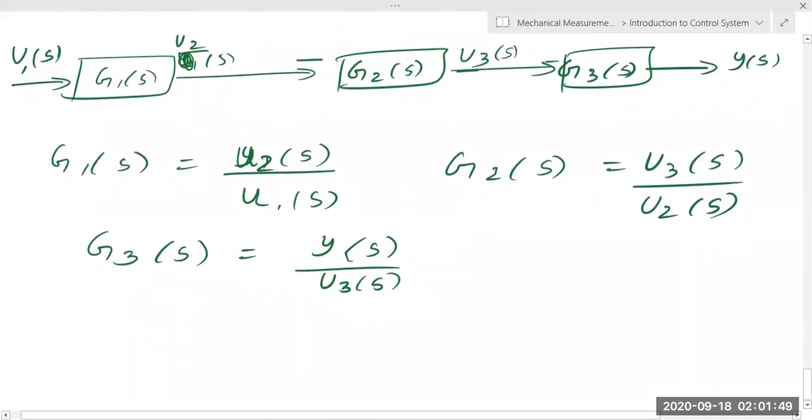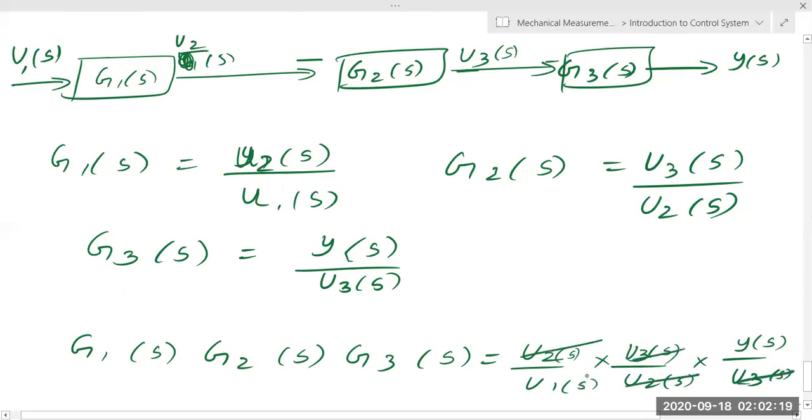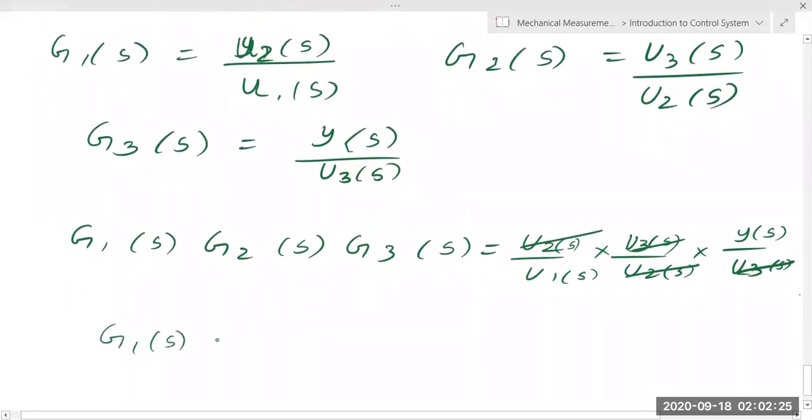Now, I'll tell you to multiply all these three. What I'm going to do: G1 of S into G2 of S into G3 of S. I'm just explaining one type. This will be U2 by U1 into U3 by U2 into Y by U3. All are with S because all are Laplace, meaning this is a function of S. Now you can see U2 of S will get cancelled, U3 of S will get cancelled. So what will remain here is G1 of S into G2 of S into G3 of S equal to Y of S upon U1 of S.